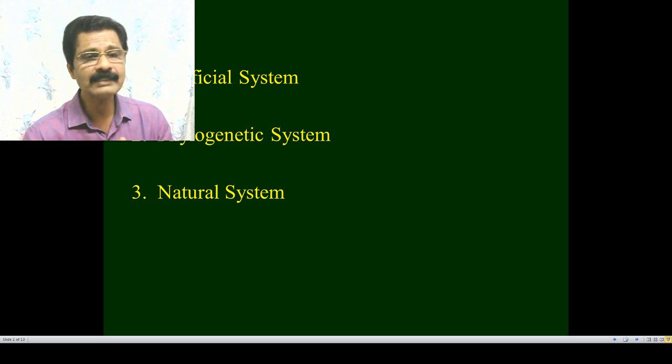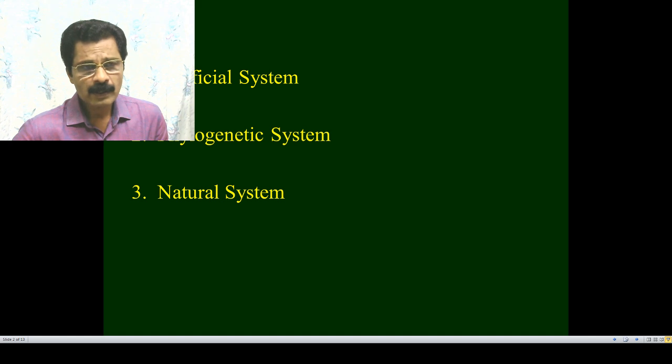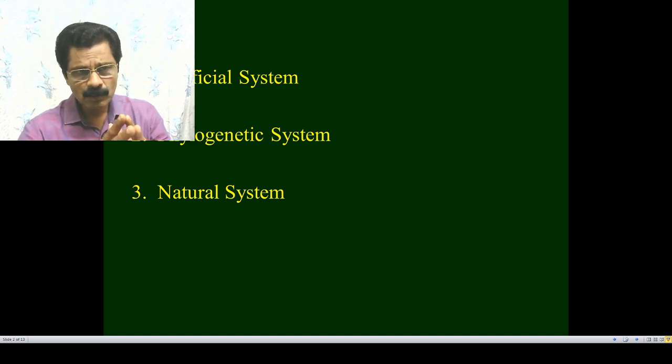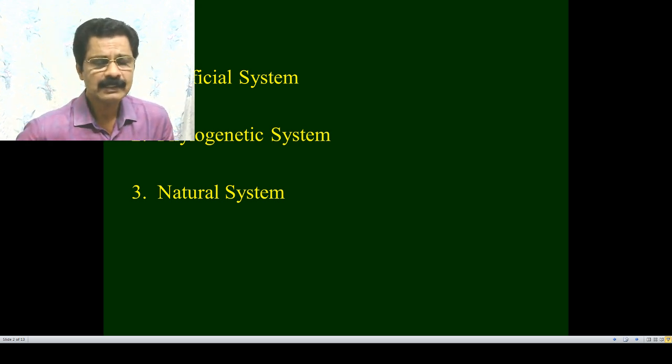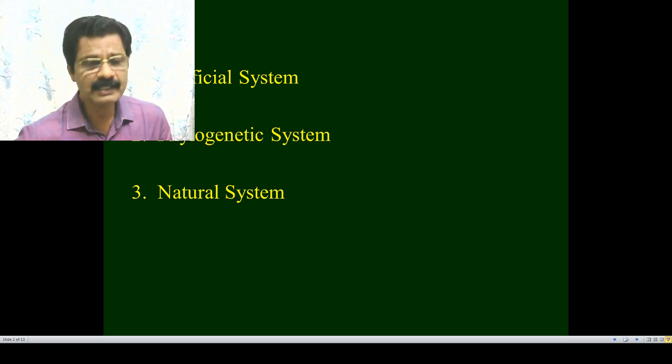Then phylogenetic system of classification. What is phylogenetic system of classification? This system was proposed by Adolf Engler and Karl A. Prantl. In this system of classification, the plants and animals are classified according to their evolutionary sequences. Nowadays, it is very difficult to construct a phylogenetic system of classification. And the most widely accepted classification is the natural system of classification.